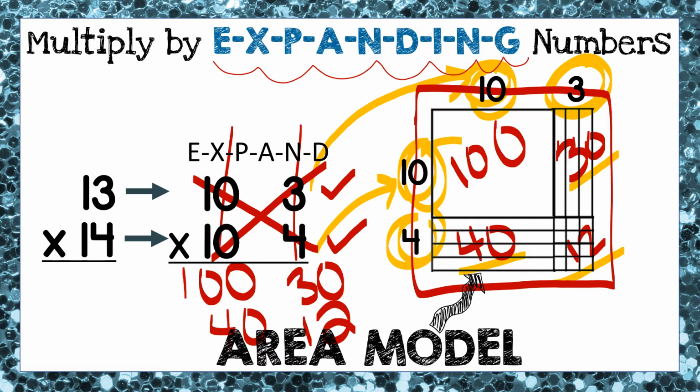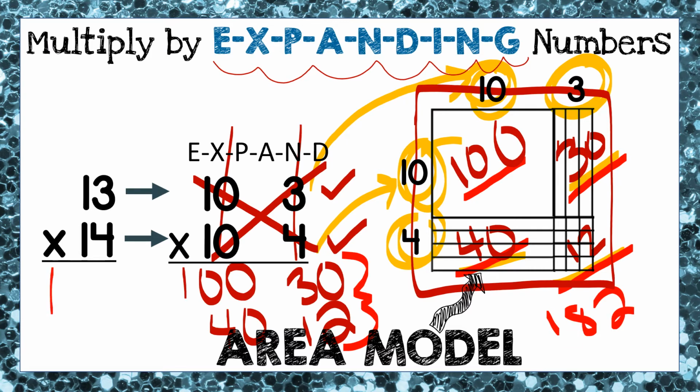Well, I'm going to look at the numbers in the model, or I can look at the numbers that I have here, and those numbers make up the answer. They're part of the answer, so we call those partial products, and I add them together. 100 plus 40 is 140. Add 30, that's 170. Add 12, that's 182. That is my total, and my answer to 13 times 14 is 182.